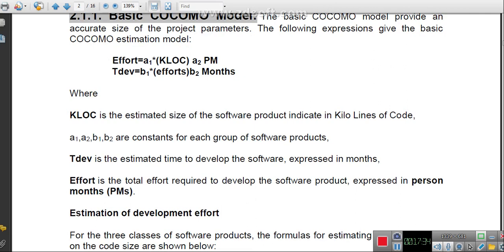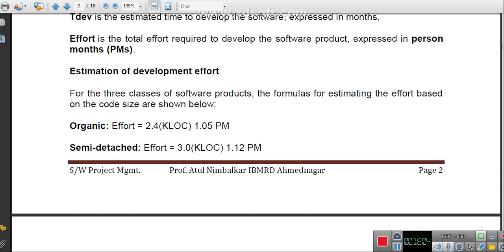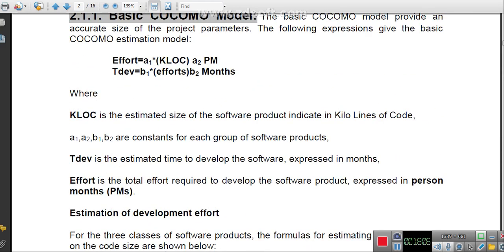So KLOC is the estimated size of the particular software project indicated in kilo lines of code. A1, A2, B1, B2, these are the constants for each group of software product. अभी ये जो वैल्यू है मैंने आपको बताया बेसिक मॉडल में, एफर्ट्स के लिए इक्वेशन है, ड्यूरेशन या टाइम एस्टिमेट करने के लिए इक्वेशन है, बट सबका क्या है, अलग अलग है. मीन्स ऑर्गेनिक के लिए A1 और A2 की वैल्यू अलग है. सेमी डिटैच के लिए A1 A2 की वैल्यू अलग है. एम्बेडेड प्रोजेक्ट के लिए A1 A2 की वैल्यू अलग है.